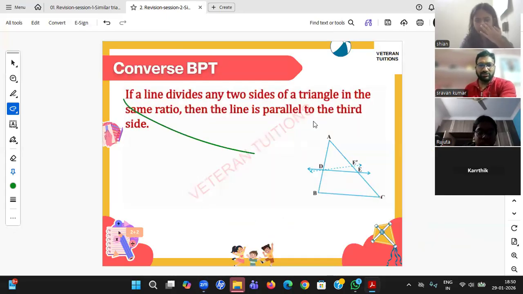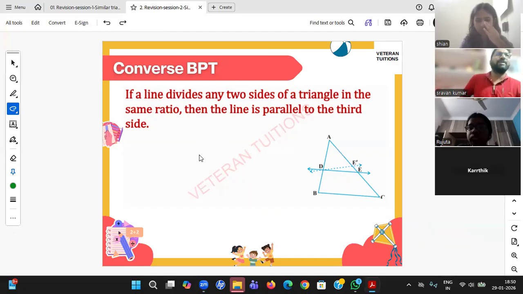Okay, okay. Yeah, so students, I am assuming that this time converse BPT may come for you. It can't come for 5 marks, but he may add some more questions. Application questions he may mix and give. So what is converse BPT, students? As the name implies, it is the converse of the BPT you have learned now.